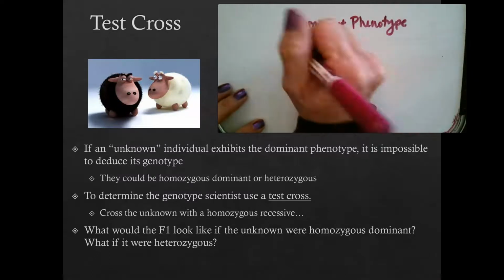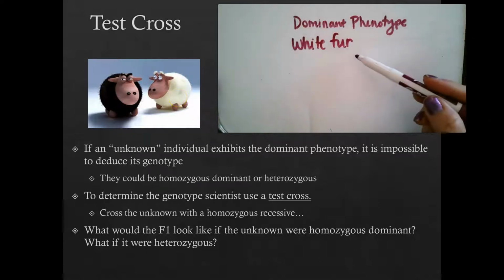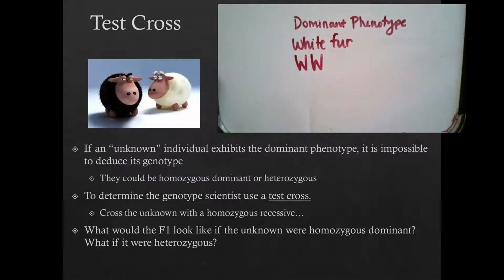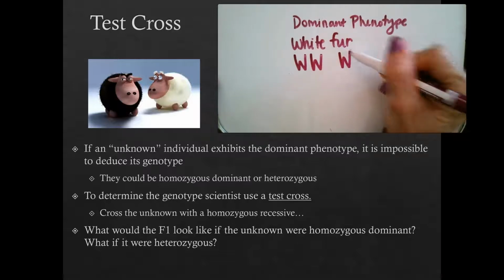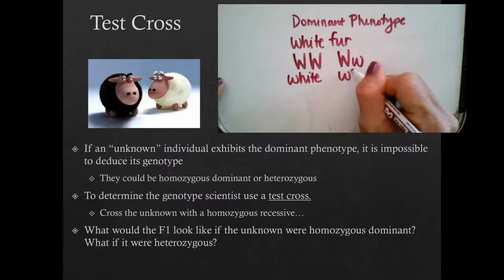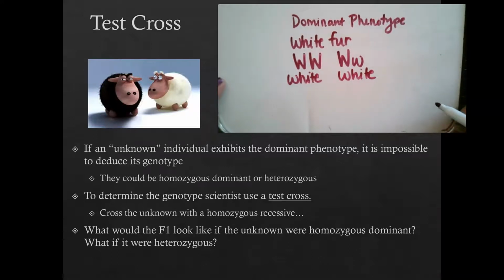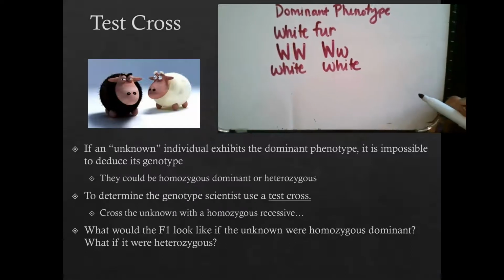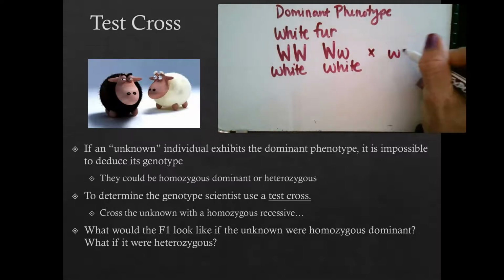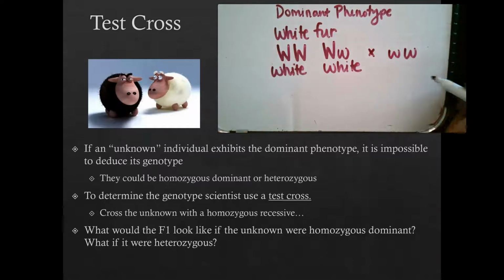So if my dominant phenotype is white fur, if I see an individual who has white fur, I don't know if they are white and white, homozygous dominant, or if they're white and the recessive type, black sheep, black fur. So if this one is white and this one is white, I don't know which one it is by looking at it. So the way to figure it out is to do a test cross. With a test cross, you're going to cross against a homozygous recessive. So this would be a black sheep with black fur.